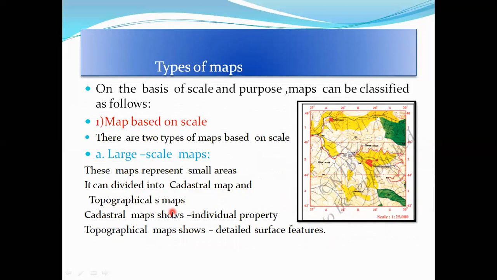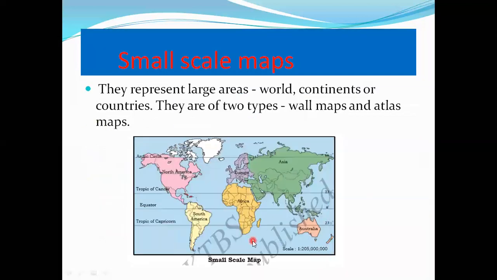How many types are there, children? In the large scale map, there are two types. One is a cadastral map. It shows individual property, and the topographical map shows detailed surface features. Cadastral shows individual property. Topographical map shows the detailed surface features.